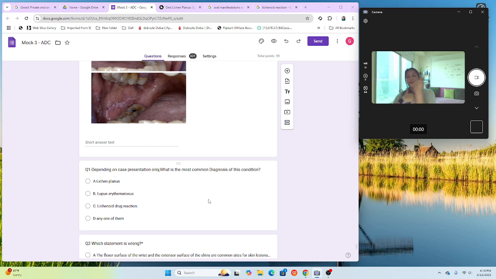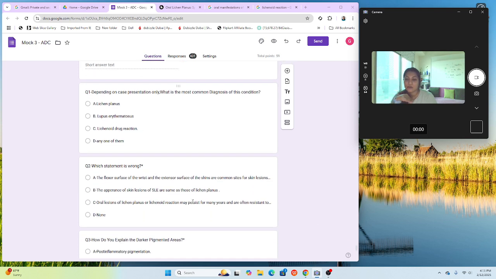If the same question was the lesion started after amalgam fillings were done, or after the patient started consuming some systemic medications, I would have jumped onto lichenoid drug reaction. You understand? So yeah, my answer here would be lichen planus. Now, which statement is wrong? Now this is a right and wrong question. The flexor surface of the wrist and the extensor surface of the shins are common sites for skin lesions. The appearance of skin lesions of SLE are the same as those of lichen planus.